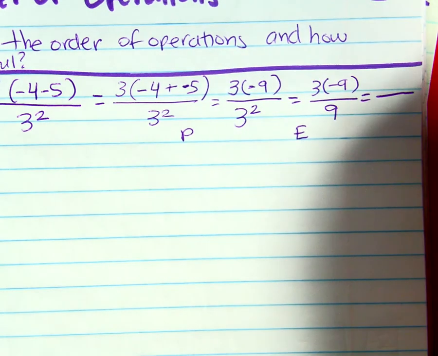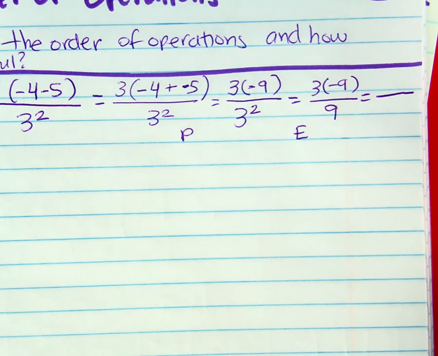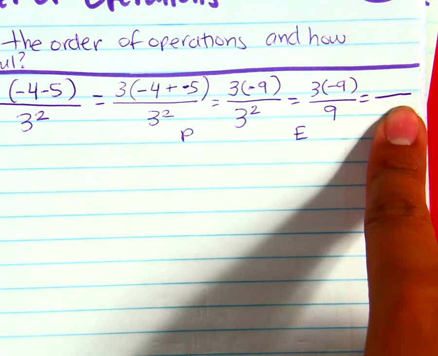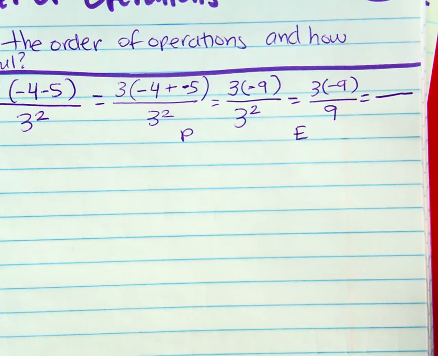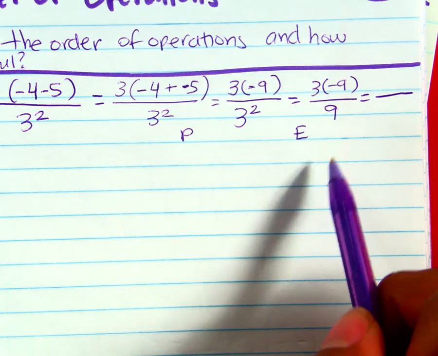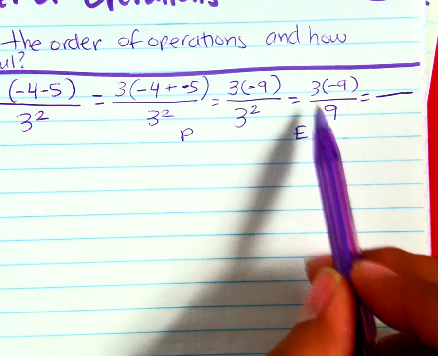Now, this is where it gets a little tricky because you can multiply. Multiplying and dividing is next, right? And we know this is division. So the question is, do we multiply first or do we divide first? Okay, so you're supposed to be going from left to right. So we're going to do the top first, and then we'll divide by 9 at the end.